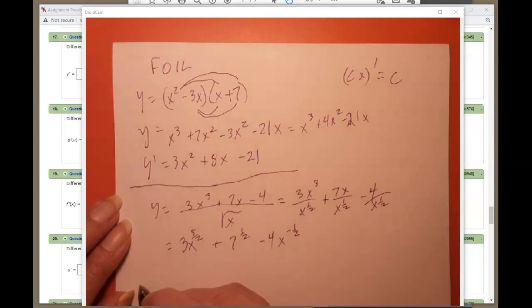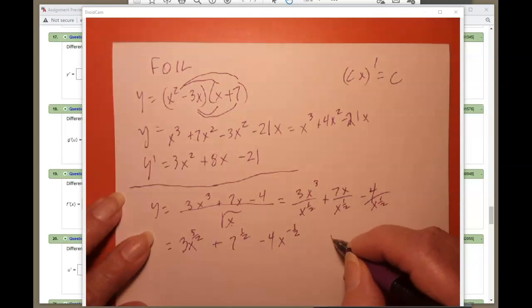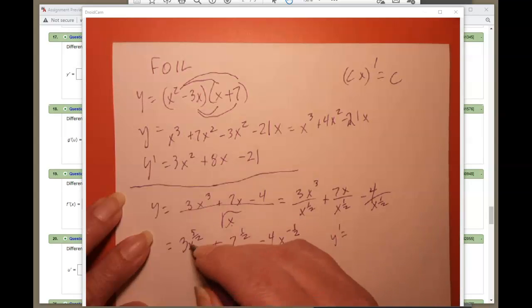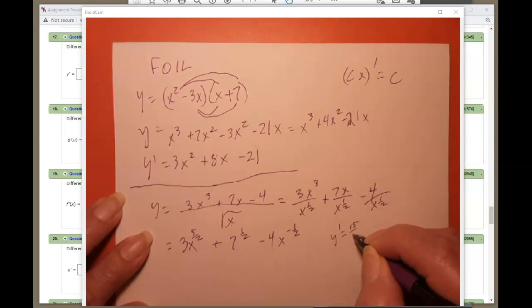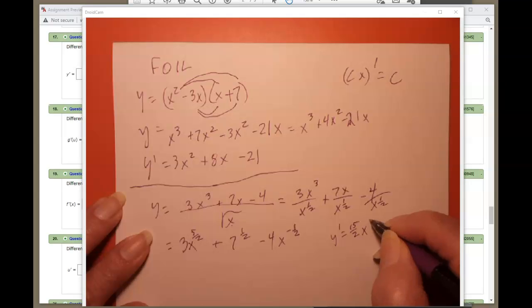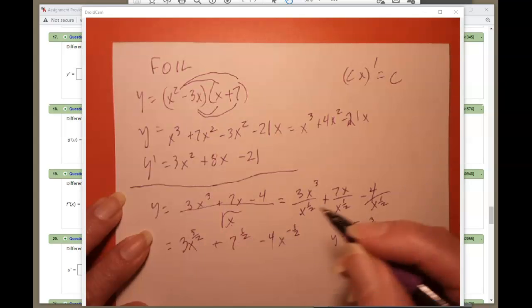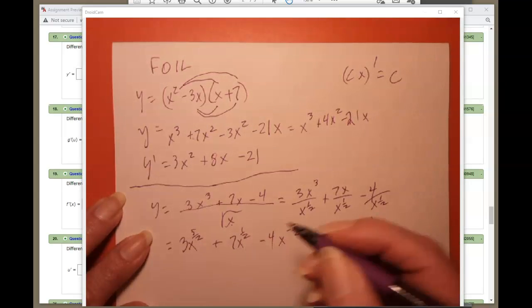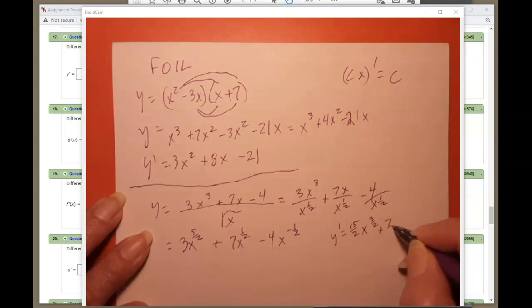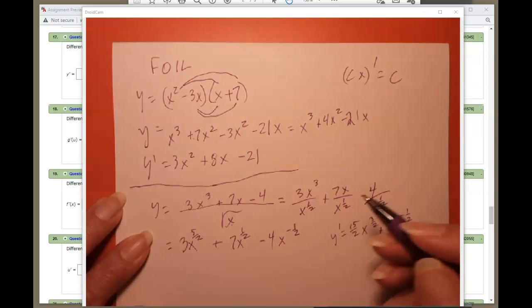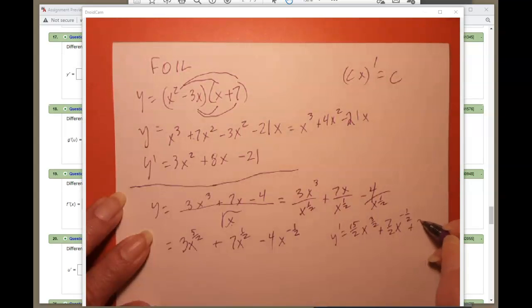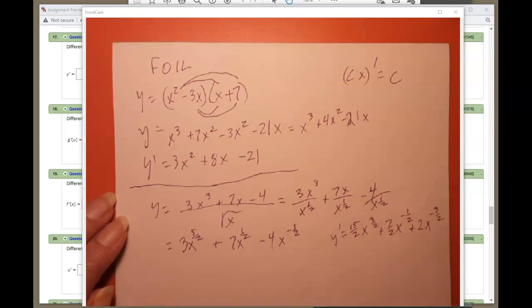So note that if I have, well, let's take the derivative first. So y prime here will be 3 times 5 halves, which is 15 halves, x to the 3 halves. 5 minus 2 gives me 3. And there should be an x there. Plus 7 halves, x to the negative 1/2. Negative 4 times negative 1/2 gives me a positive 2, x to the negative 3 halves. Pick up your calculator if you need to.